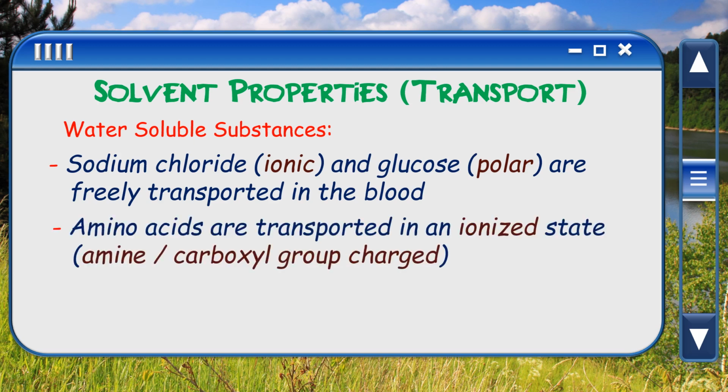Then we have amino acids. Amino acids are transported in an ionized state. The amine group and the carboxyl group are charged: the amine group is charged positively and the carboxyl group is charged negatively. Because of those charges, they can easily dissolve in water and are therefore transported in blood in a dissolved state, because they are polar or ionized.